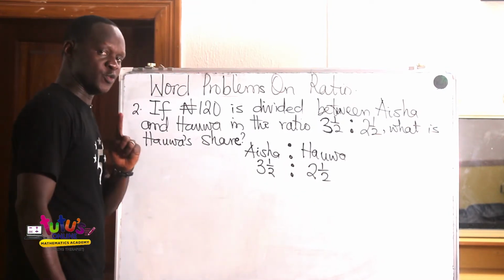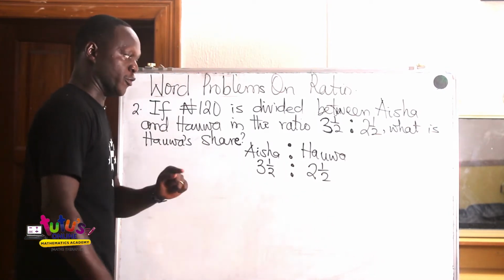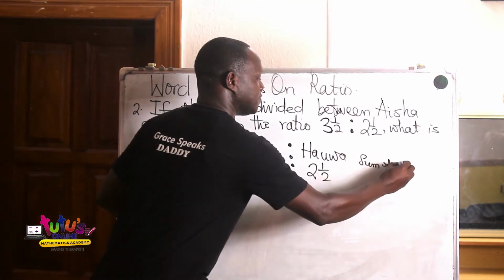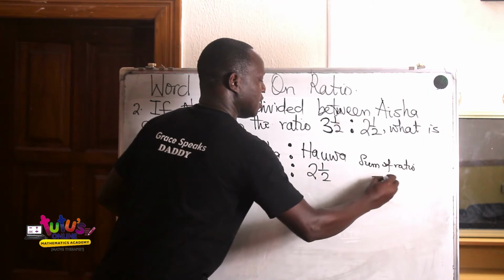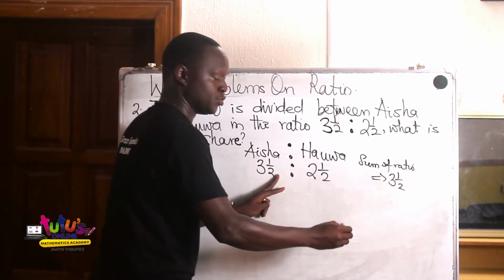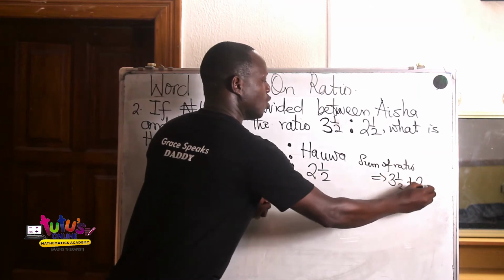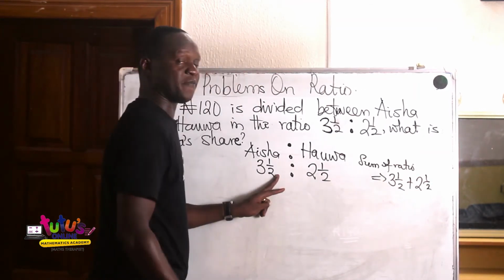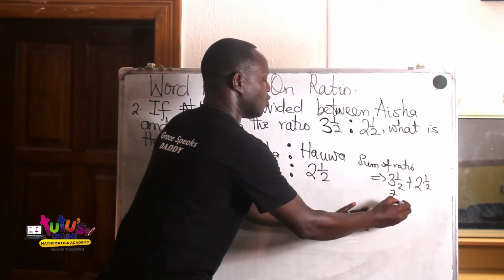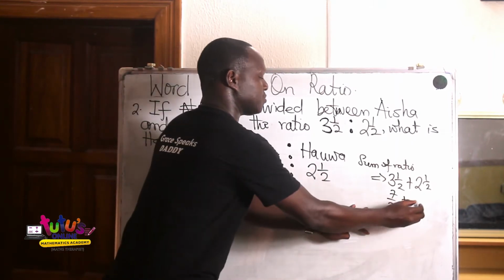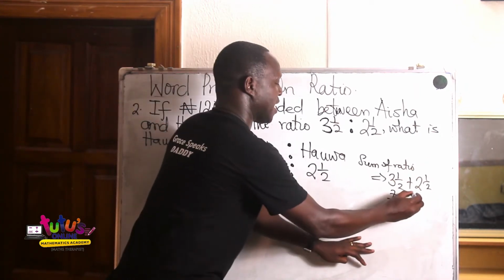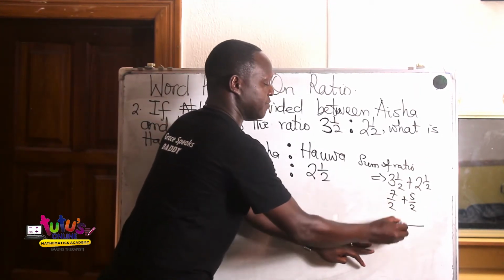Now what's the first thing you do? Find the sum of ratio. So we'll quickly do that here. Sum of ratio. This is 3 whole number 1 over 2 plus 2 whole number 1 over 2. So convert in proper fraction. 2 times 3, 6 plus 1, 7 over 2. Plus 2 times 2, 4 plus 1, 5 over 2. Our LCM is 2.